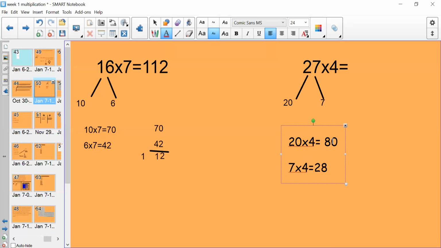And then we need to add those back together. So if we did that mentally, we would know that 80 plus 20 is 100, and then adding the 8 is 108. Okay, so I hope that you understand that.